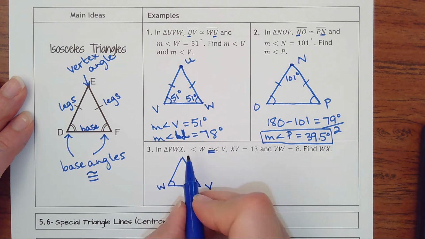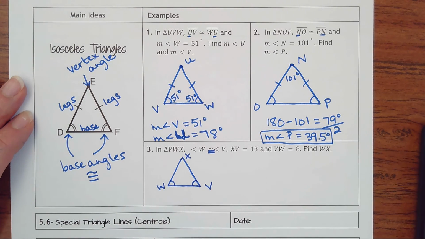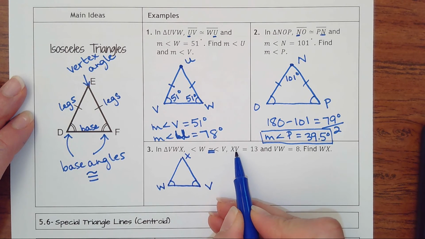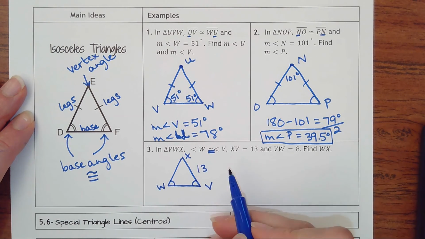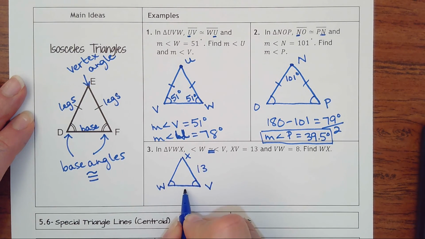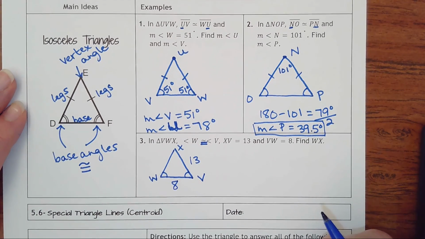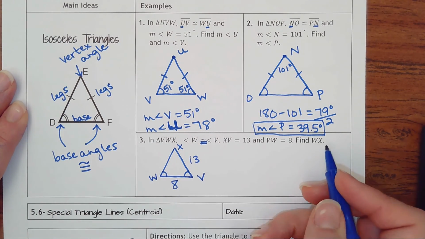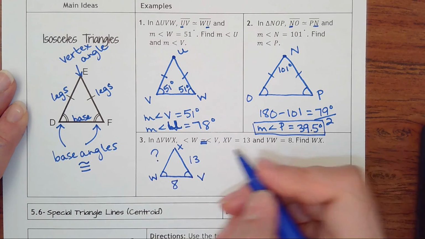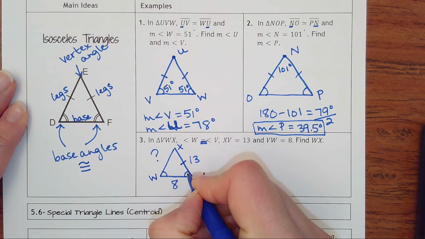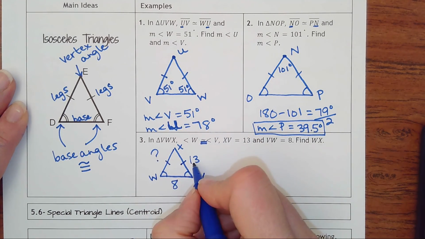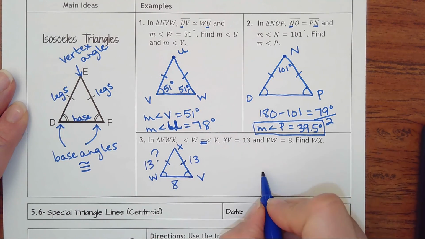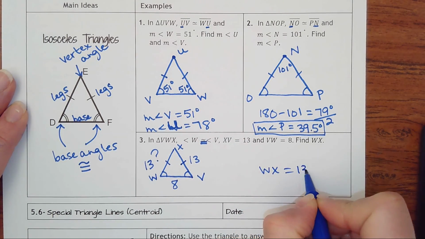So this must be X up here. Then they tell me that X to V is a length of 13. V to W is a length of 8. So this is pretty easy. Find WX. Well, WX is this side. Since this is a base angle, this side will be congruent to this side. So if this is 13, then this is 13. Pretty simple.